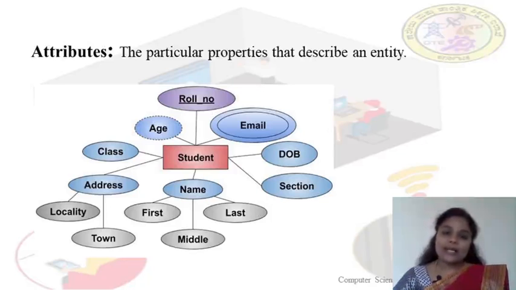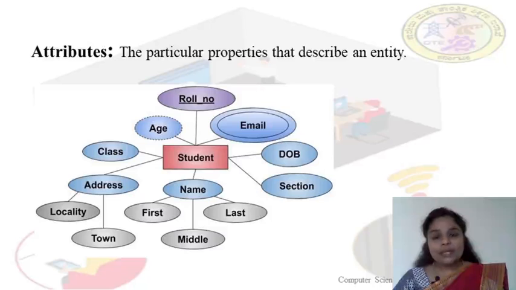Further, if I take a car as an entity, then the car model, car color, car brand, type of engine, and the maximum speed the car can reach, all these properties define or represent the features of a car. All these properties are termed attributes.